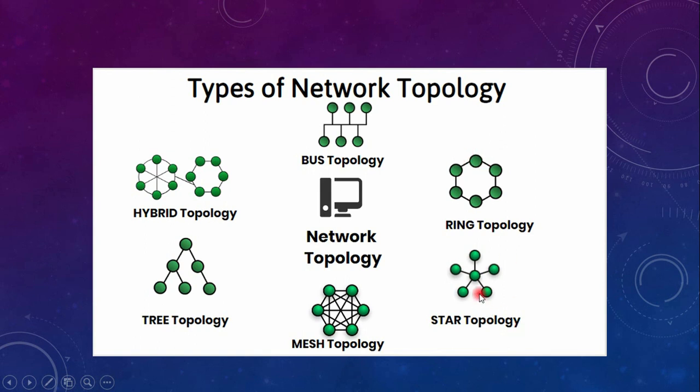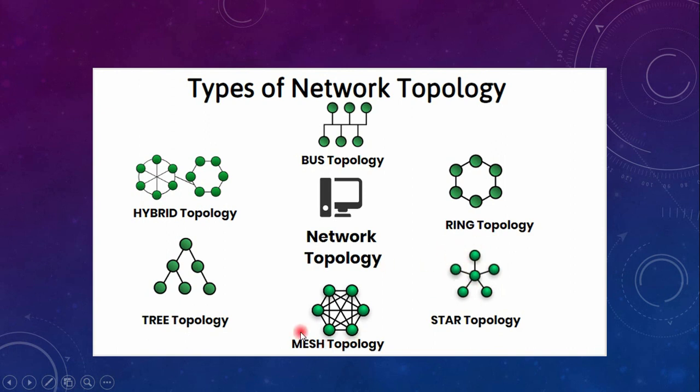Similarly, it's a star topology. There is a main center over here that is connected to other computers. If the server or the main computer goes down, the whole network will be shut down. So this is a disadvantage of star topology, right?